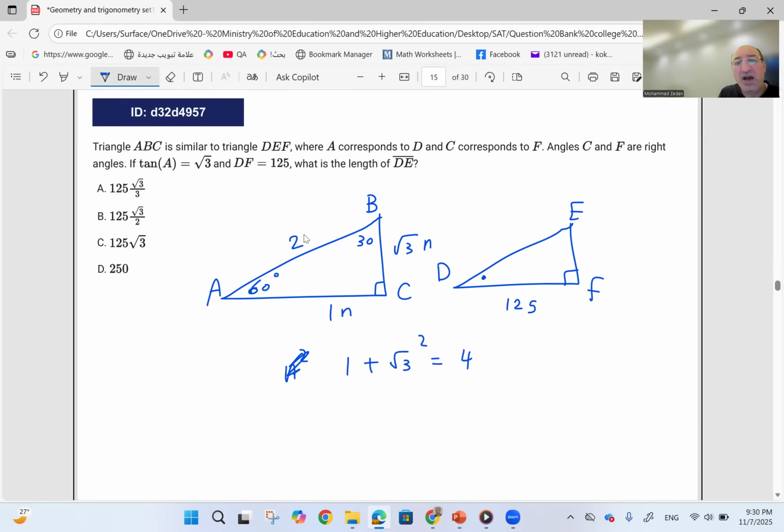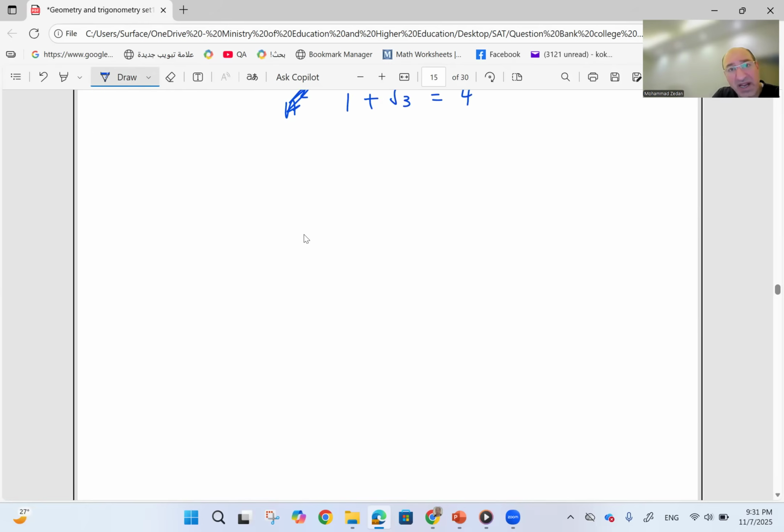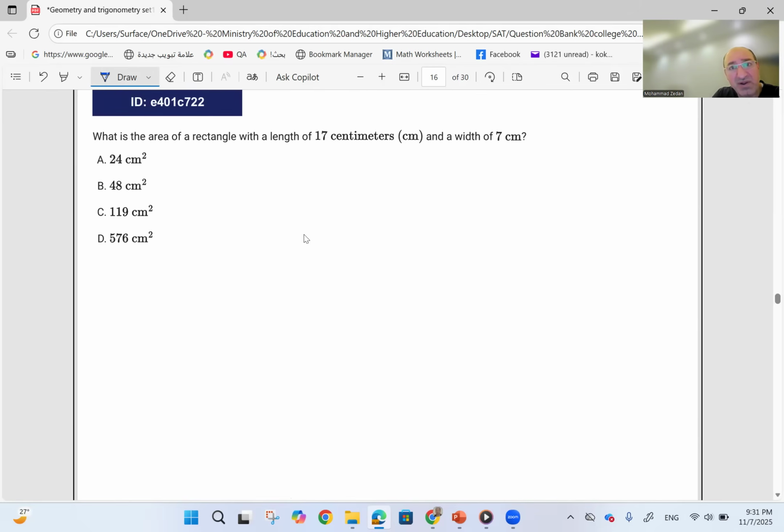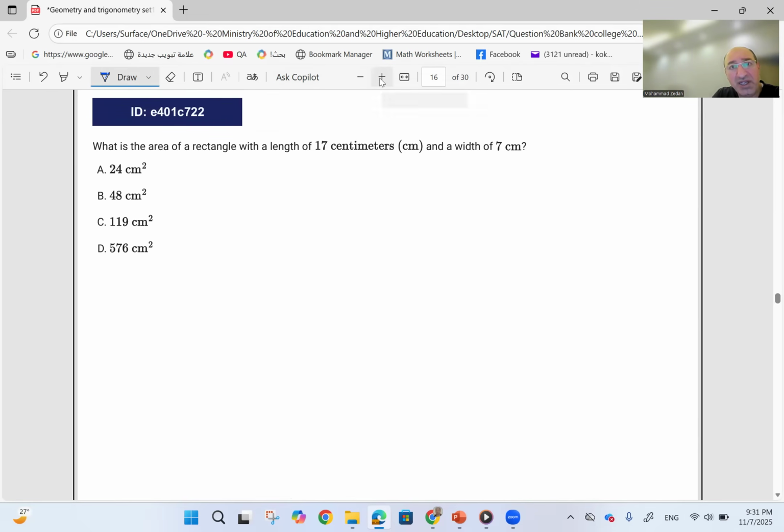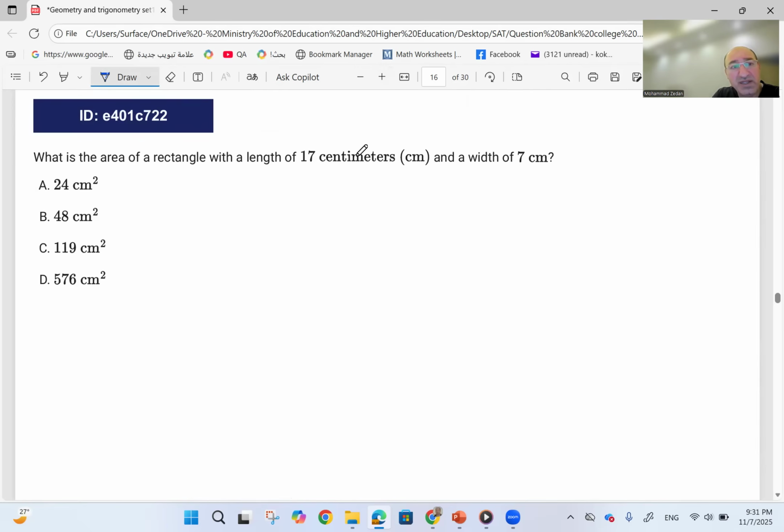So how can you find DE? This is 125, and this is twice, so 250, just as 1 is twice 2. This side will be twice. So 250 is correct, the length of DE. You can solve it by any other way. If you see something hard in my explanation, you can share with me your answer, please.